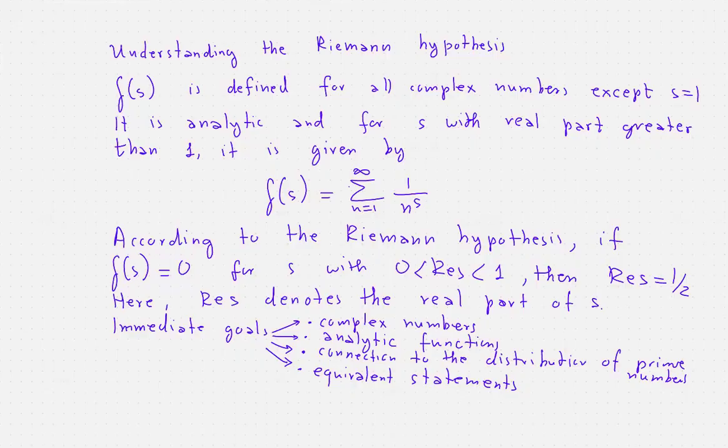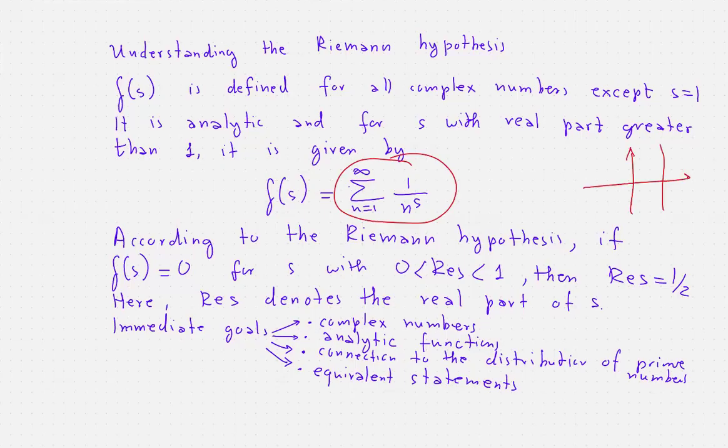The Riemann hypothesis is simply the statement that if the zeta function is 0 at some number that has real part between 0 and 1, so if we wanted to represent these numbers on the complex plane, they form a strip. Sometimes we call this the critical strip.